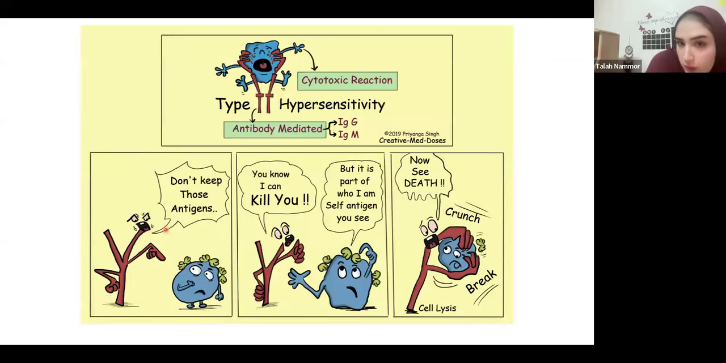Now let's move on to type 2 hypersensitivity. Type 2 hypersensitivity can get tricky to differentiate from type 3, so focus with me, okay? Type 2 hypersensitivity is antibody mediated. It's predominantly caused by antibodies, and not any antibodies. It's specifically caused by IgG and IgM. Because if you think of type 1 immediate, we have IgE, and IgE is an antibody too, right? But no, in type 2, it's antibody mediated, specifically IgG and IgM.